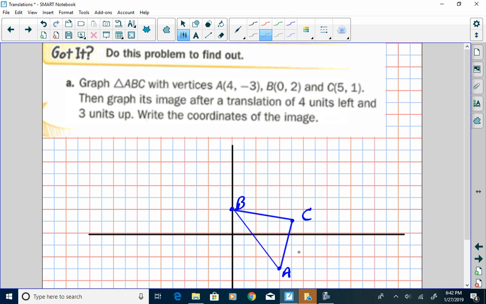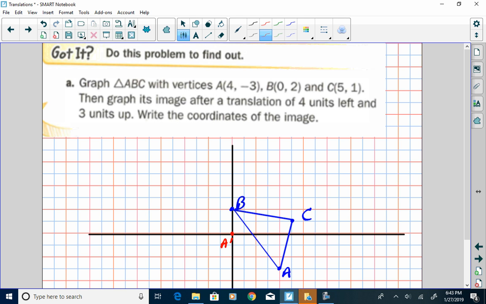So let's start with point A. With point A, I want to translate 4 left. 1, 2, 3, 4. 3 units up. So 4 left. 1, 2, 3 units up. Put a point. I'll label that A prime, which is located at the origin.